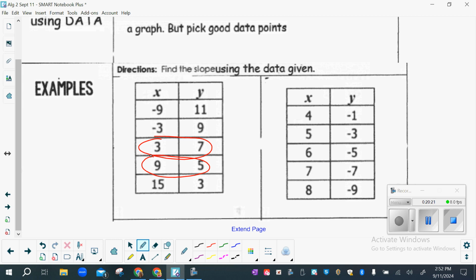We can avoid it. So then we would take our y minus y, 7 minus 5, the change in y's. So 7 minus 5 over, since we chose 7 first, we need to choose 3 first. So this goes together, 3 minus 9. Does that make sense? So on the top, we get 2. What do we get on the bottom? -6. And this simplifies to -1/3.